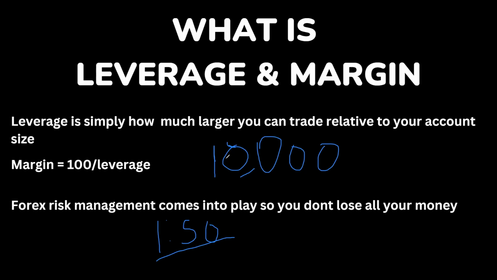So leverage is simply the ability for you to trade larger sizes relative to your account size. Now, margin and leverage go hand in hand. As you can see here, it's 100 over leverage. So if you have $10,000 in your account, the required amount for you to trade this size is 2%. Your leverage is 50, so 100 divided by 50 is 2%. In order for you to trade this size, you need to have 2% in your account.